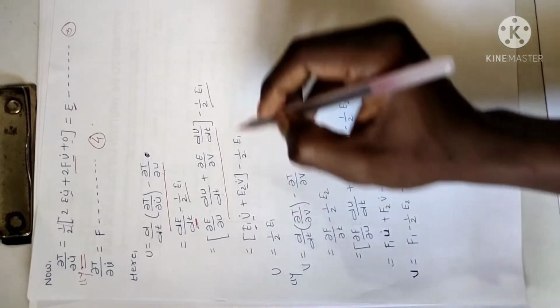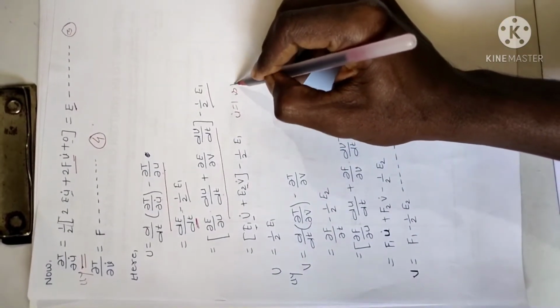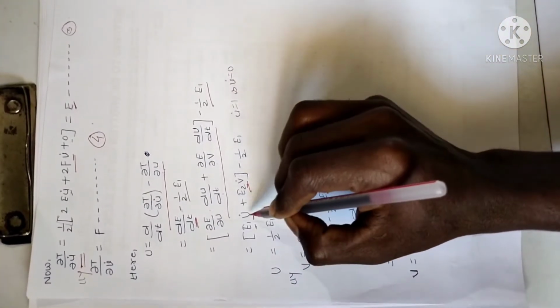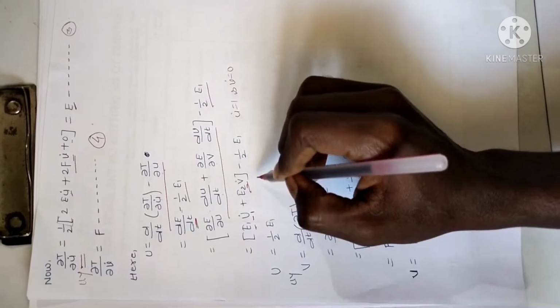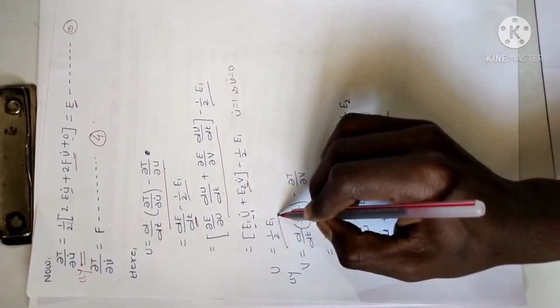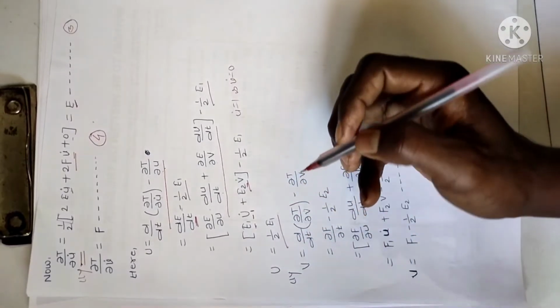So substitute here, u dot is equal to 1 and v dot is equal to 0. So this term is 0, u dot is 1. So E1 minus half of E1, that means half of E1. So capital U is equal to half of E1.